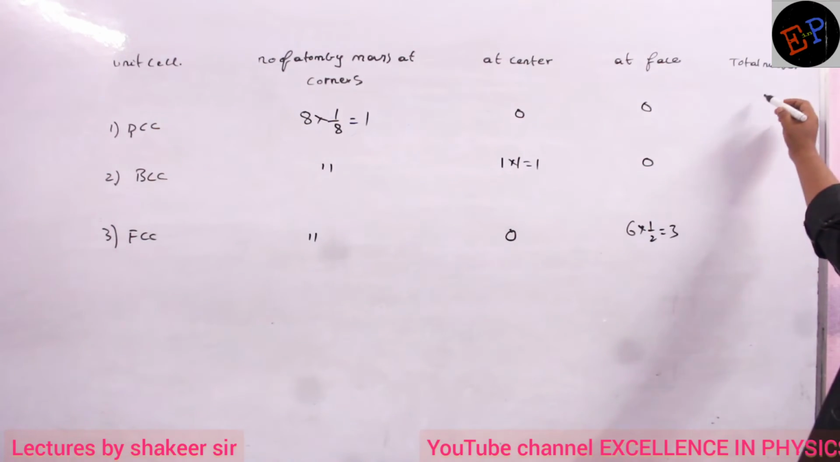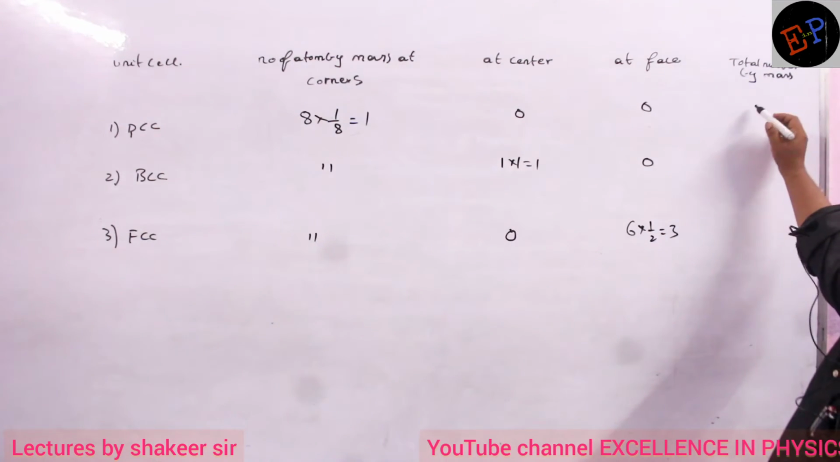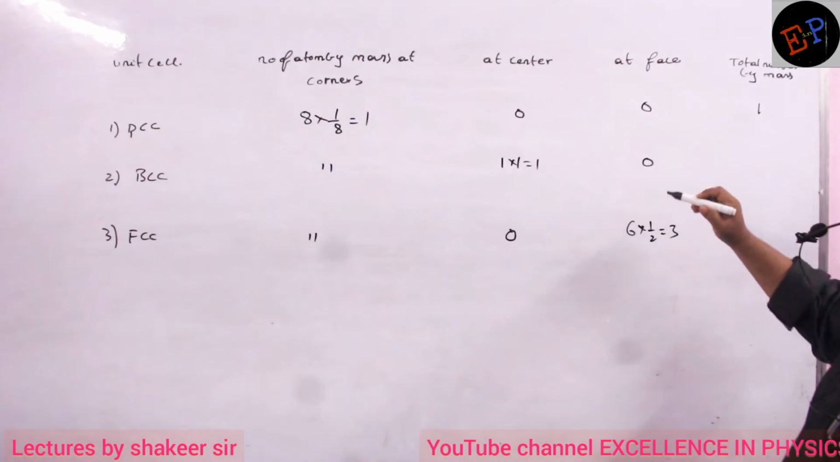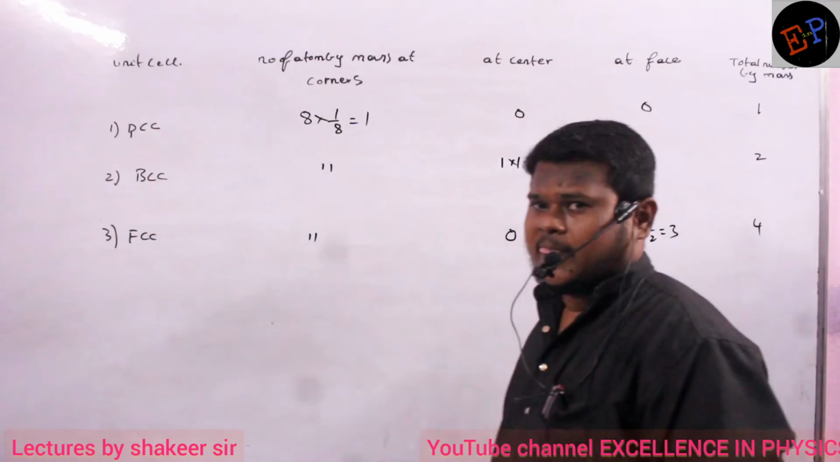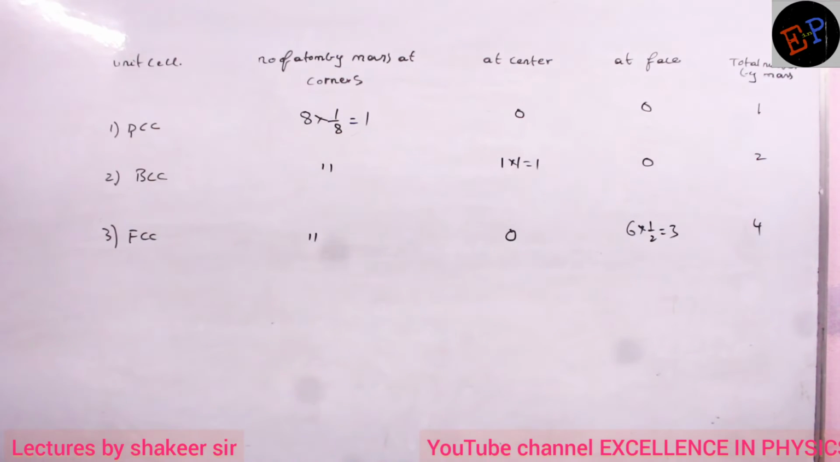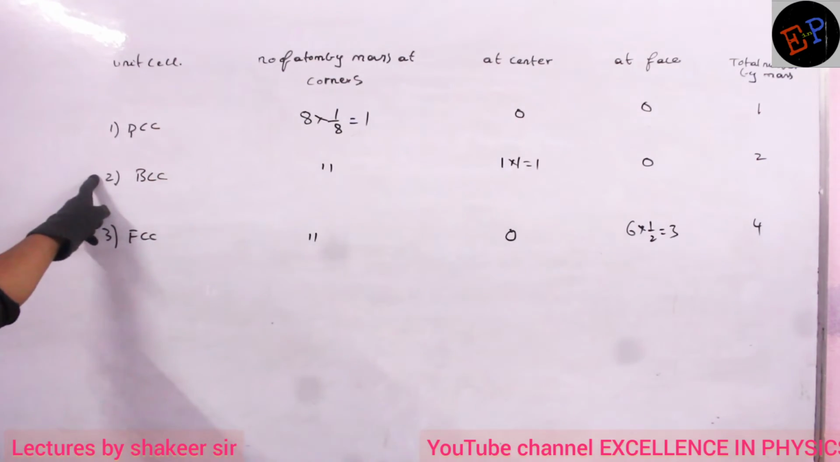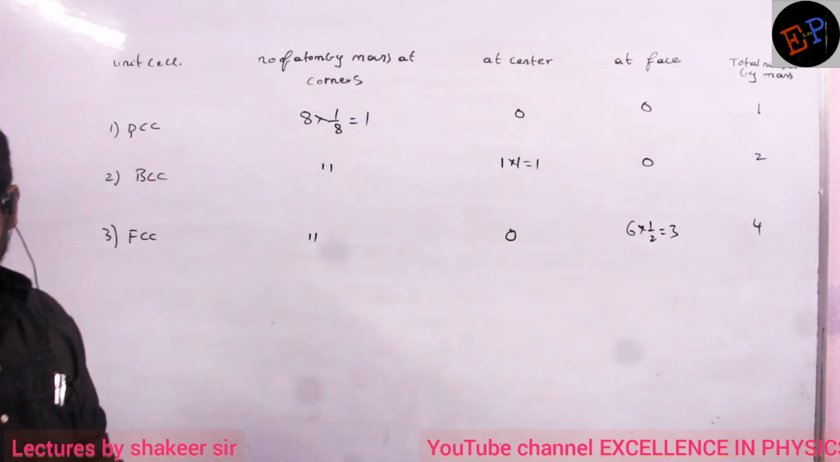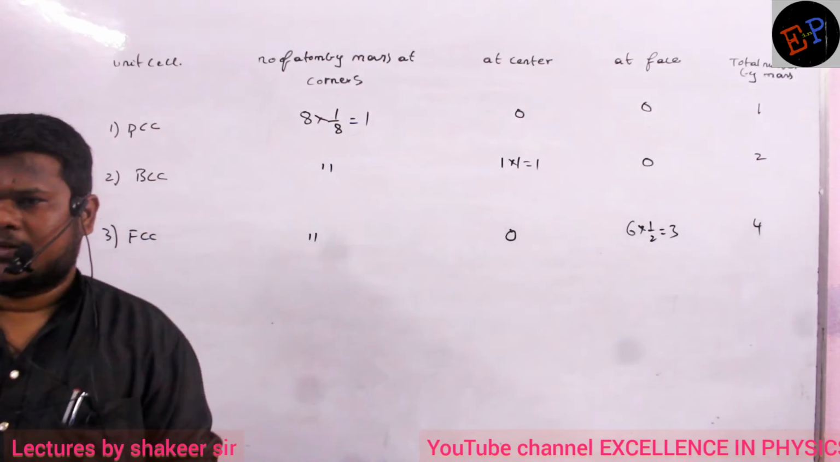So total number of atoms by mass is how much? Here it is 1. BCC it is 1 plus 1, it is 2. FCC it is 3 plus 1, it is equal to 4. Okay? So this diagram, you should remember by heart. You should remember this. Understood? That's it. So primitive cell or simple cell will enclose only 1 atom. Body-centered cubic cell will cover 2 atoms by mass. And face-centered cubic cell will cover 4 atoms by mass.